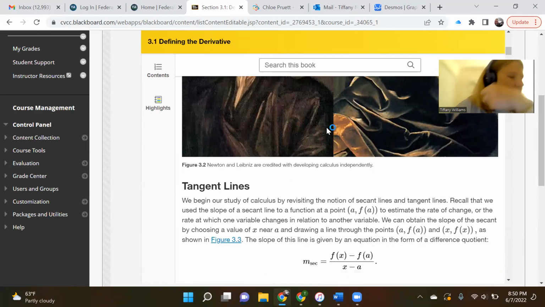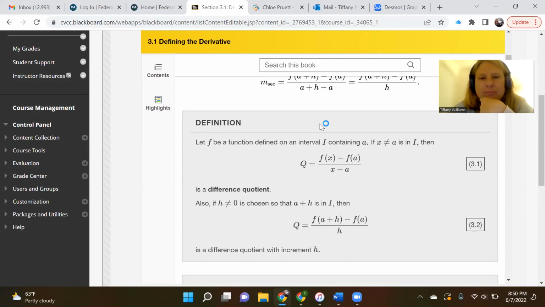So the first thing that I want to look at is there's a box here that gives us the definition. Oh, let me bring my, there we go. Now you can see me. So this definition says, let f be a function defined on an interval I containing a. If x not equal to a is in I, then q equals f of x minus f of a over x minus a is a difference quotient. We have seen this before. We have worked with this before.